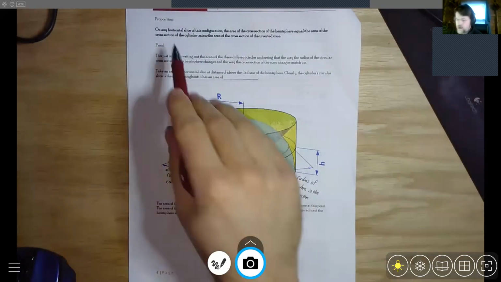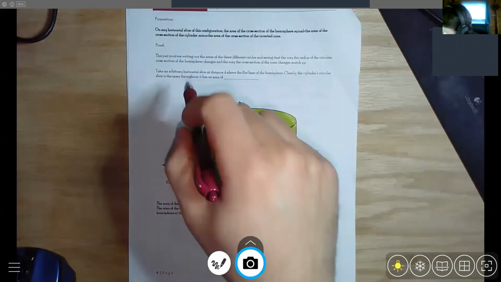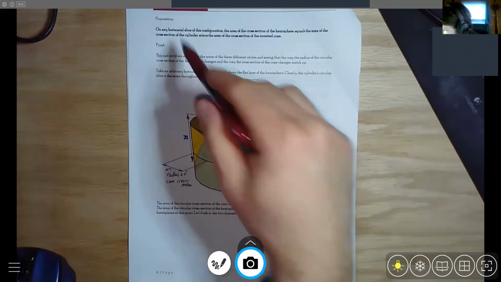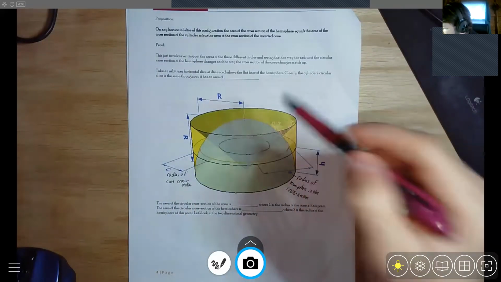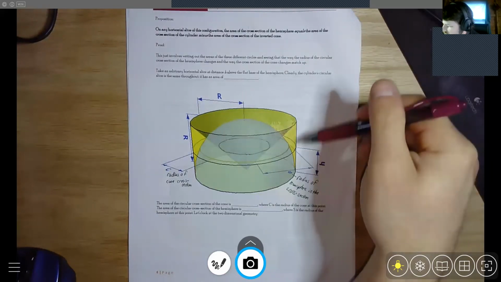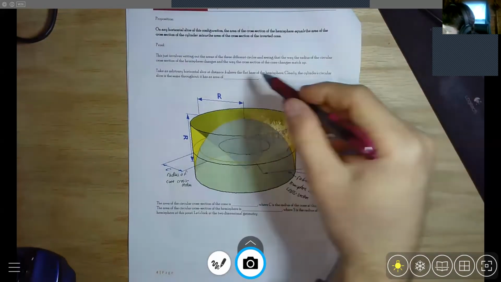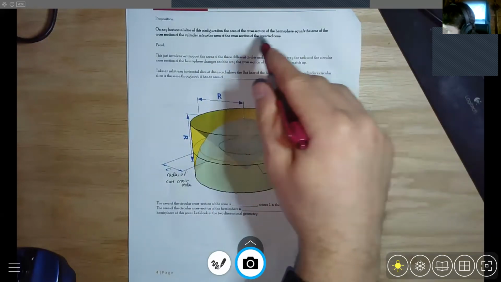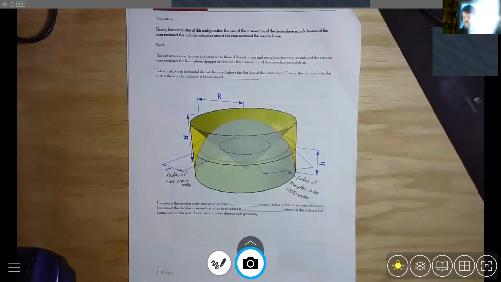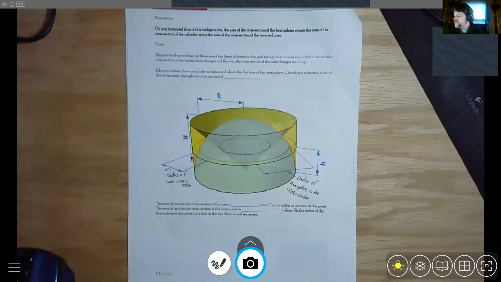Okay, so what does the proposition say? The proposition says if we take a slice, here's our slice, any horizontal slice, so it could be anywhere. We put it here just to have an example, but it's arbitrary, meaning it could be anywhere between the base and the top, anywhere between the 2 bases. And what we're arguing is the area of the cross section of the hemisphere equals the area of the cross section of the cylinder minus the area of the cross section of the cone.